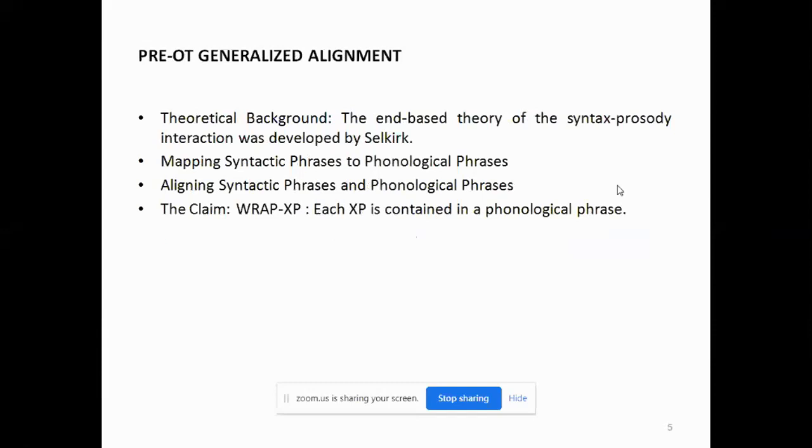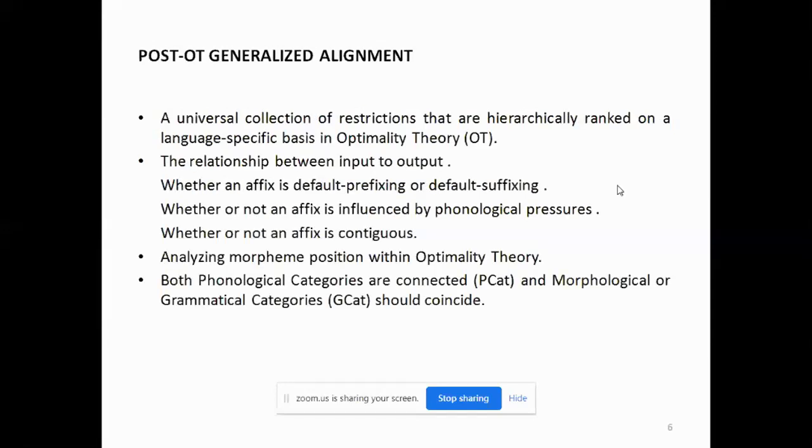This is pre-OT, and then we have post-OT generalized alignment. That is, what was there after optimality theory. A universal collection of restrictions that are hierarchically ranked on a language-specific basis in optimality theory. The relationship between input and output. As we know, OT is a constraint-based model, and OT models grammars as systems that provide a mapping from input to output. And whether an affix is a default prefix or a default suffix, whether or not an affix is influenced by phonological pressures, whether or not an affix is contiguous.